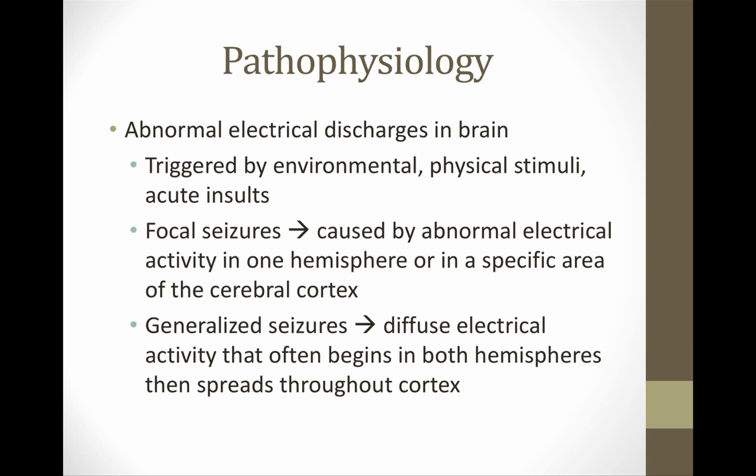When this is happening, these electrical discharges in the brain can occur for many different reasons. They can be triggered by environmental causes, like maybe you're exposed to some chemical that's in the air that triggers this. Maybe it's physical stimuli. Maybe it's acute insults. Maybe it's trauma. Maybe it's because you had a stroke. Maybe it's because you have intracranial pressure because you have meningitis and the meninges are inflamed. So there are many different reasons that this could happen.